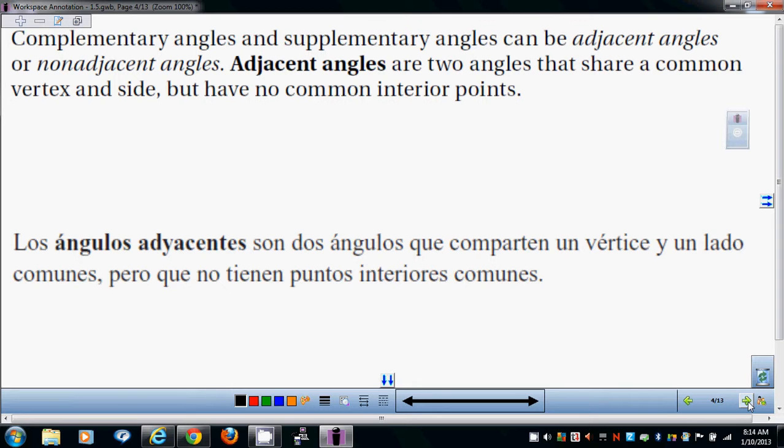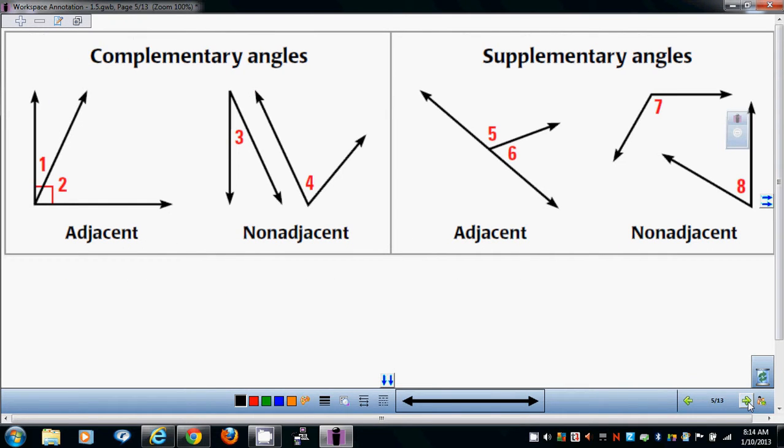All right. So, here are what complementary angles and supplementary angles look like. And here are what adjacent angles would look like. See how they're connected? And these would be non-adjacent angles. Similarly, these would be adjacent because they share a common side and vertex. And these would be non-adjacent. Complementary, they will add to 90. Supplementary, they will add to 180, a straight angle. Questions on that? Okay.